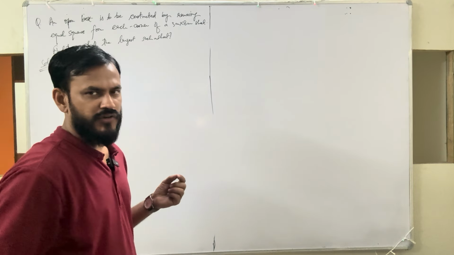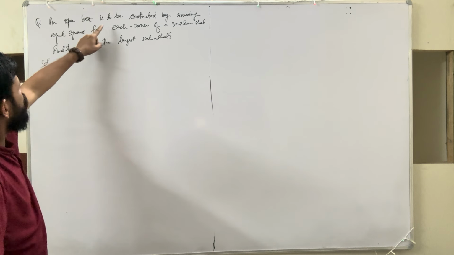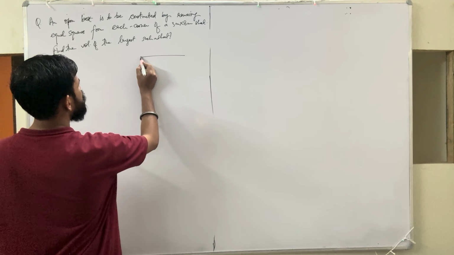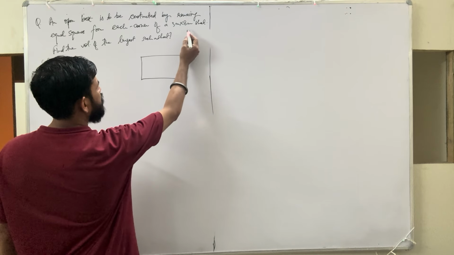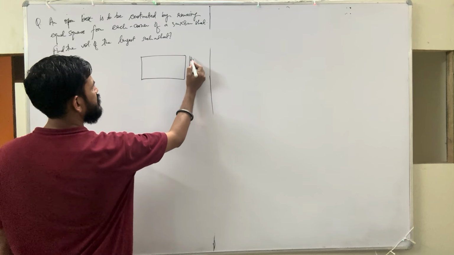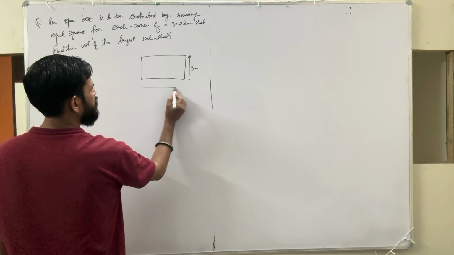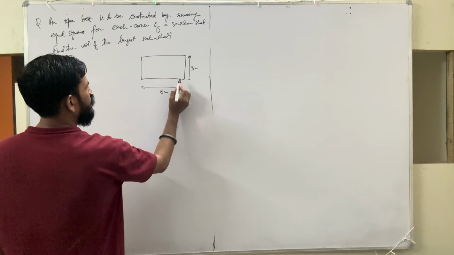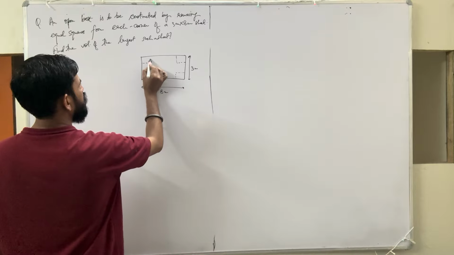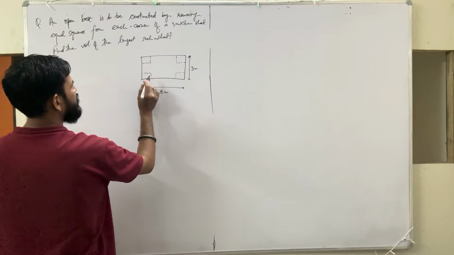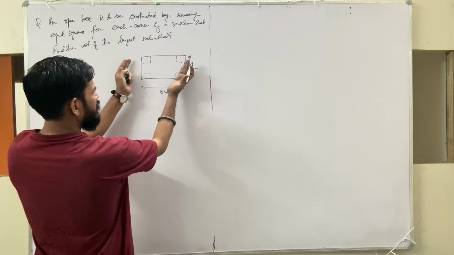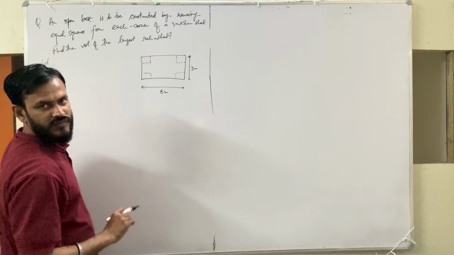The next question is about an open box. It says an open box is to be constructed by removing equal squares from each corner of a 3 by 8 meter sheet. So this is a sheet with 3 meter breadth and 8 meter length. What we have to do here is remove equal squares from the 4 corners, and after these equal squares are removed, it will be folded up and then an open box will be made.